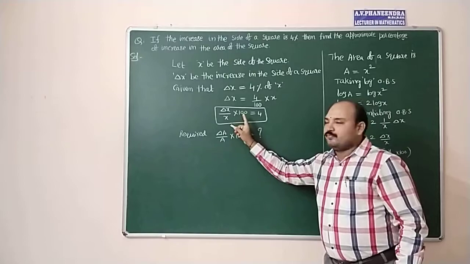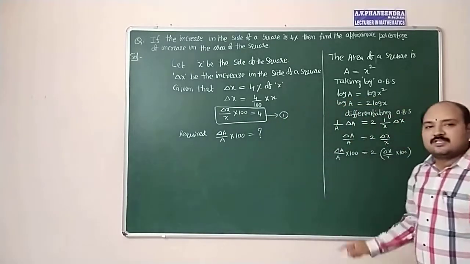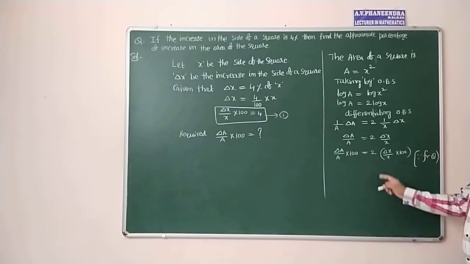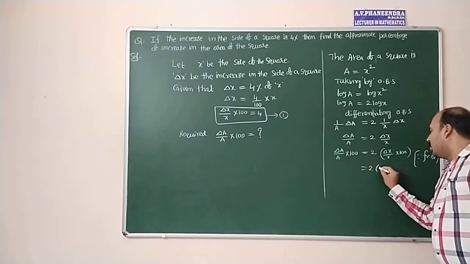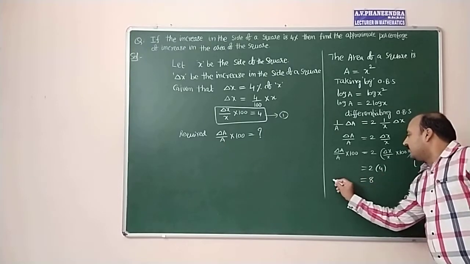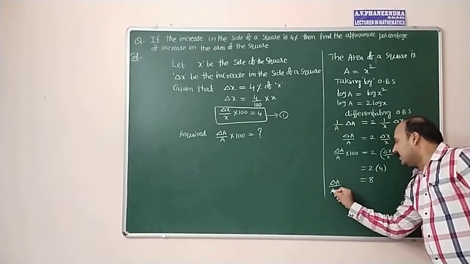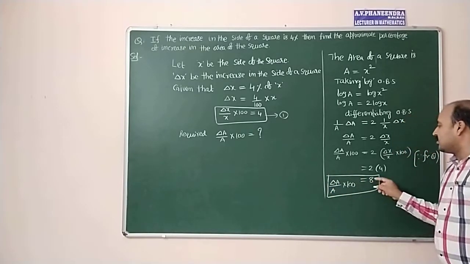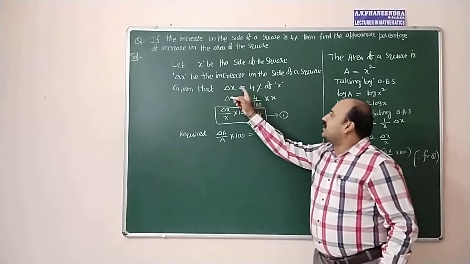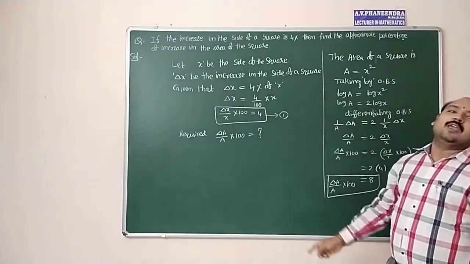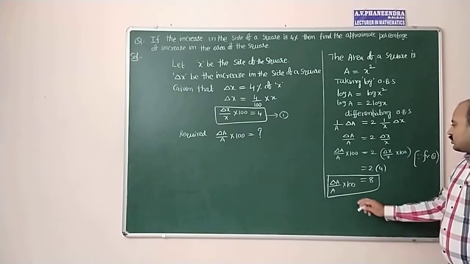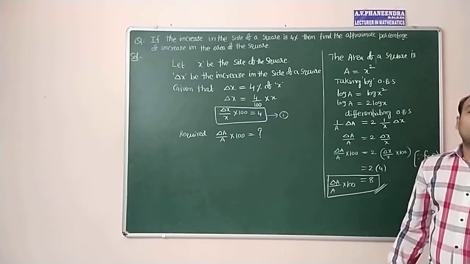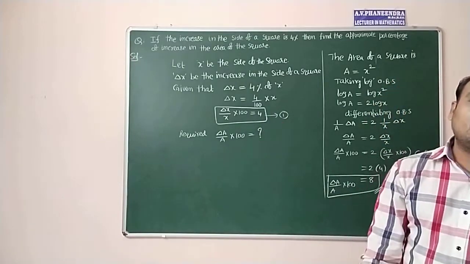Since from equation 1, this value is equal to 4. Therefore, 2 into 4 is equal to 8. Therefore, the percentage increase in the area of the square, delta A by A into 100, is equal to 8. Otherwise, delta A equal to 8% of A. We can write like this. Both are the same. So, delta A by A into 100 is equal to 8. Hence the result. This is the way you have to do the problems in this.